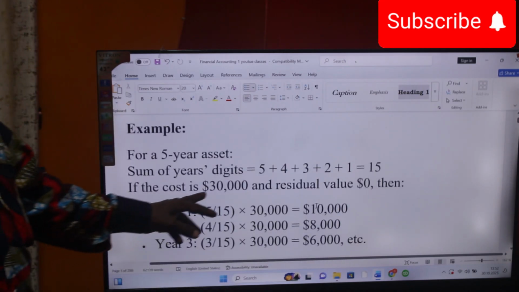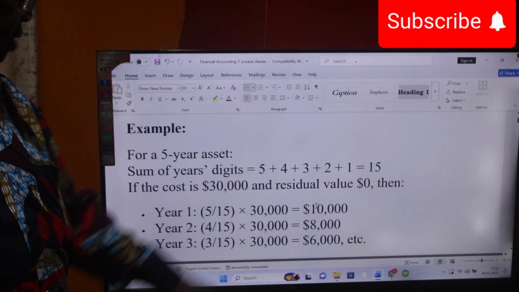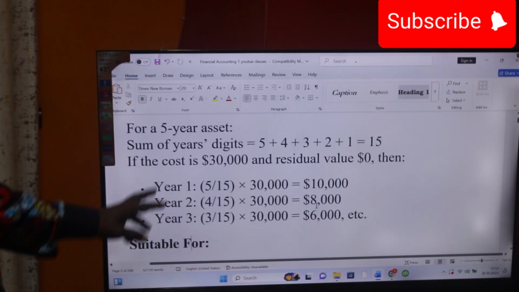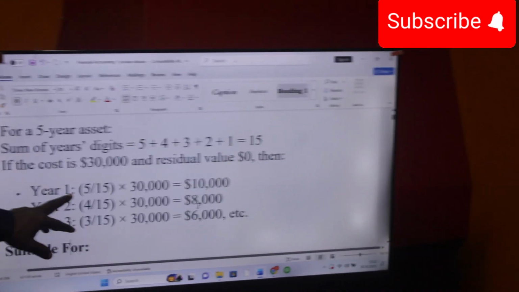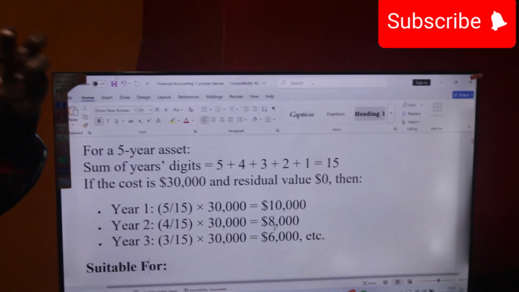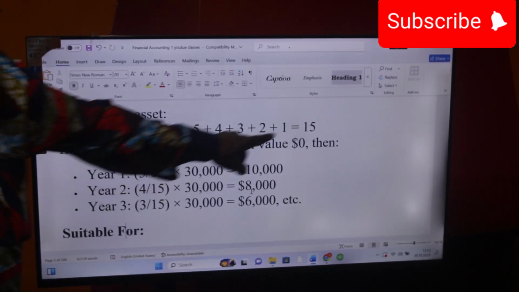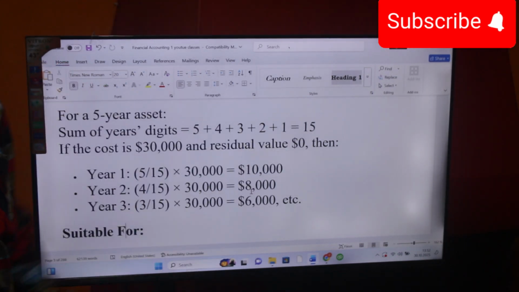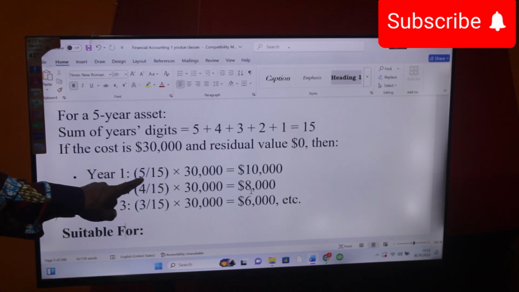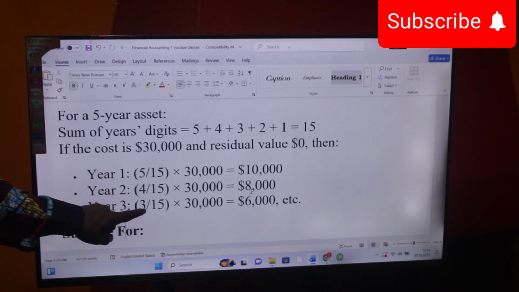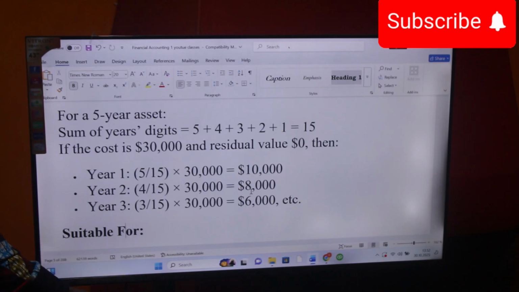If the cost of the asset is 30,000 and the residual value is 0, then for the first year we get 5 divided by 15. 15 is the sum of the digits for 5 years. The first year you say 5, the second year you say 4, the third year you say 3. You go all the way down until you get to 1.